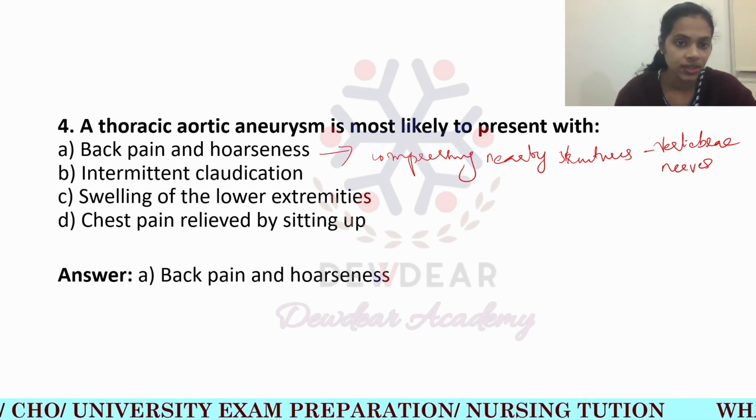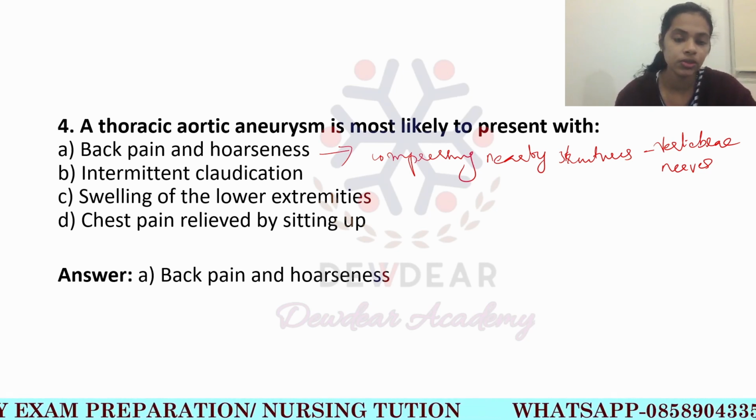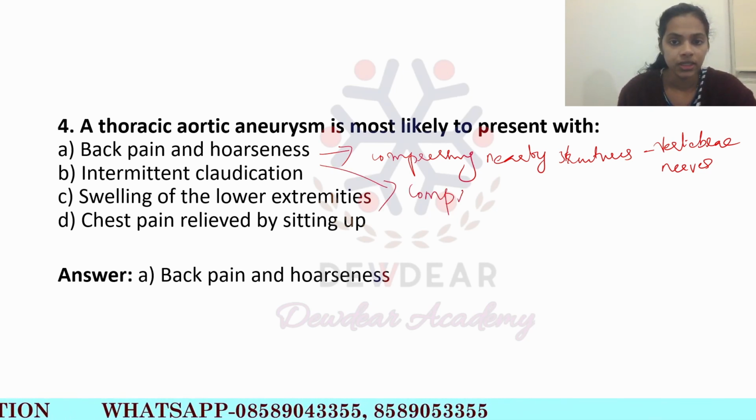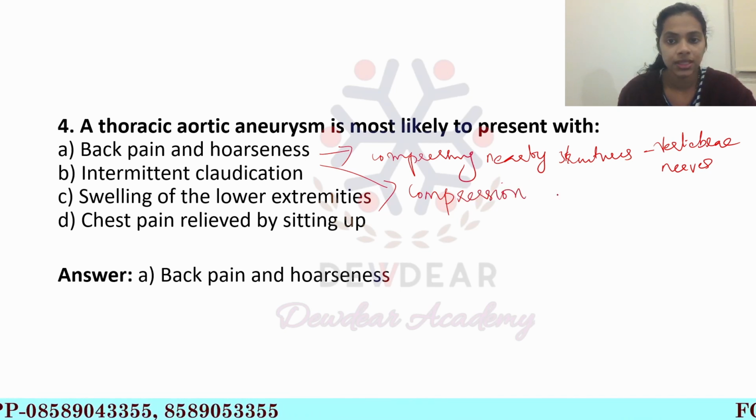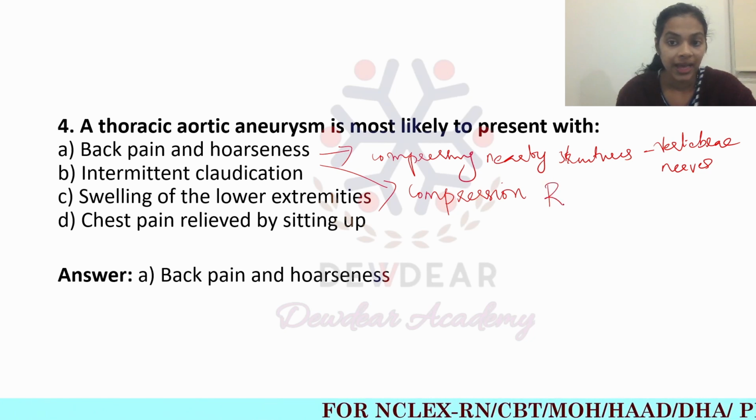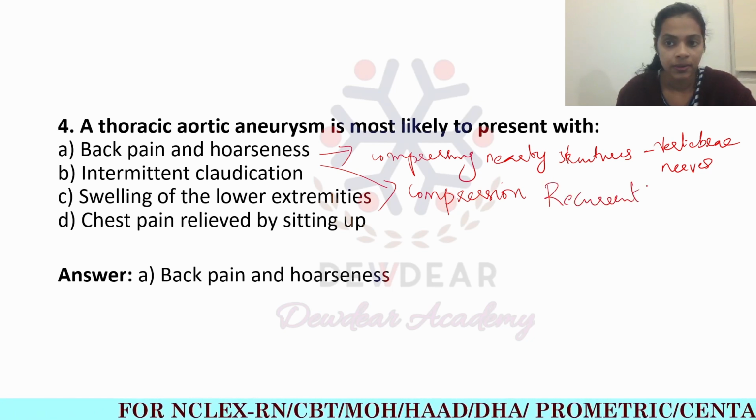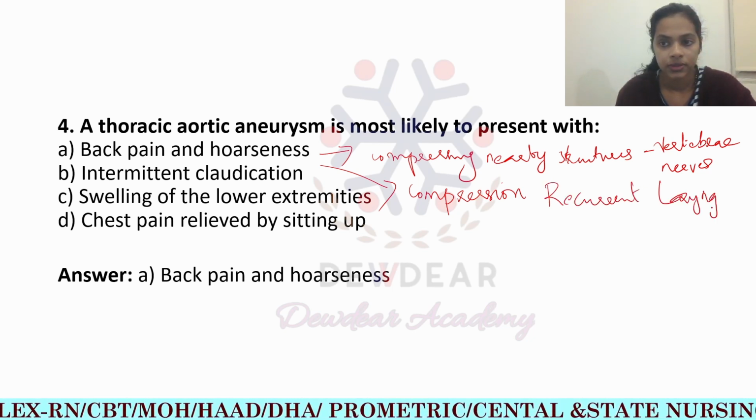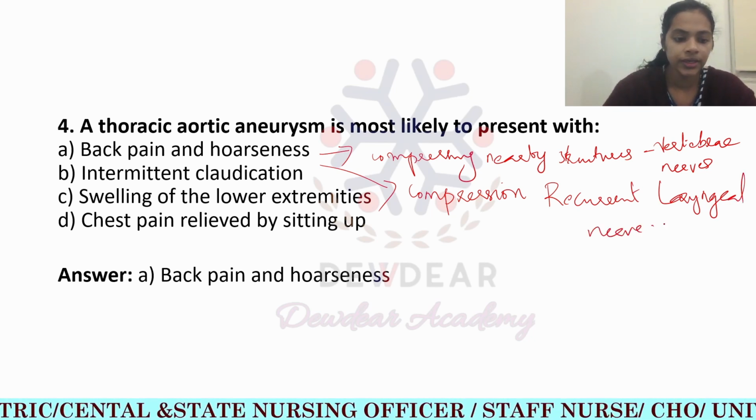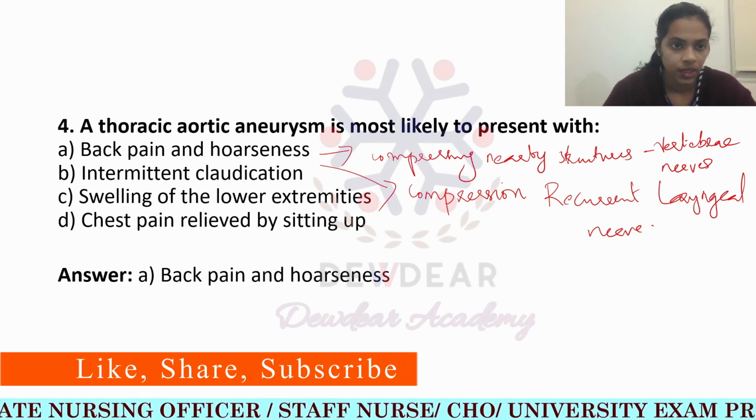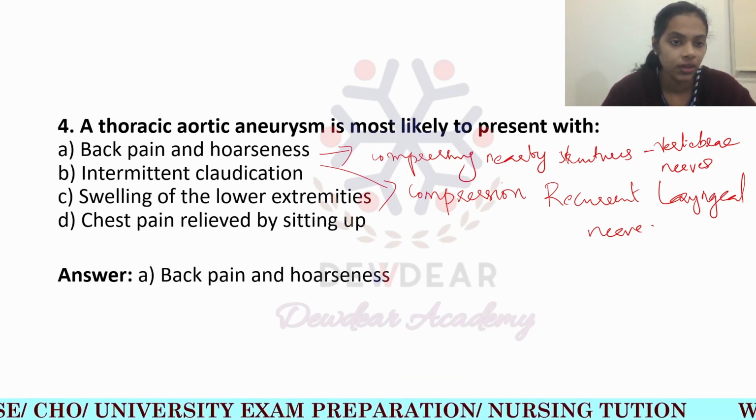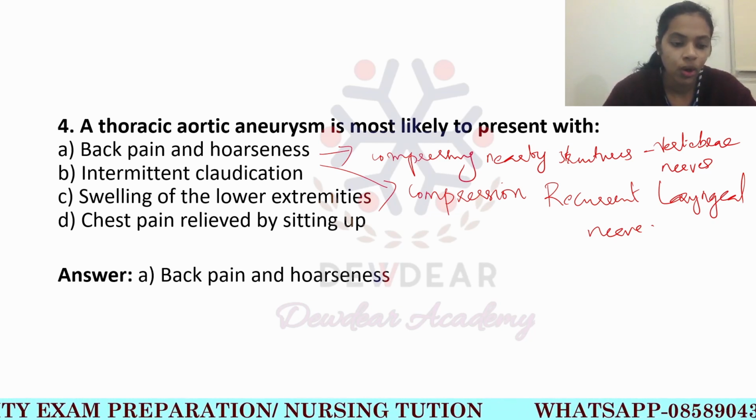And hoarseness is different. Hoarseness is mainly due to compression of the recurrent laryngeal nerve. If the thoracic aortic aneurysm is compressing the recurrent laryngeal nerve, that is one of the reasons leading to hoarseness of the voice. So thoracic aortic aneurysm is mainly causing symptoms like back pain and hoarseness.